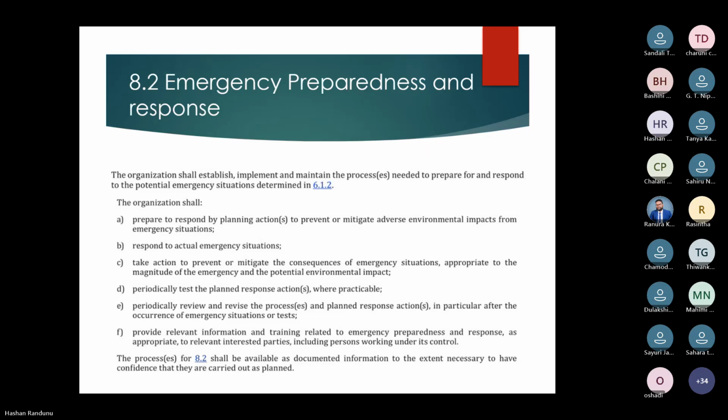Then we need to prepare to respond to those emergencies. If there is an emergency, we need to respond to that emergency, right? To respond to that emergency, we need to prepare for that, right? Clause number 8.2 discusses that emergency preparedness and response, right?